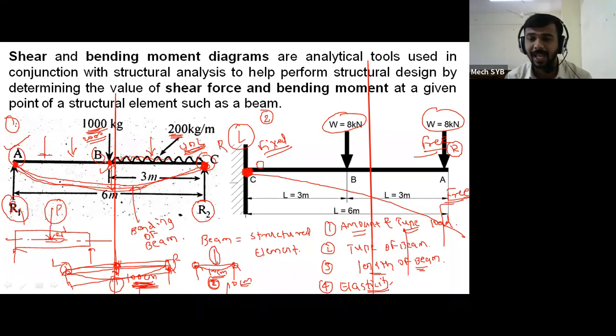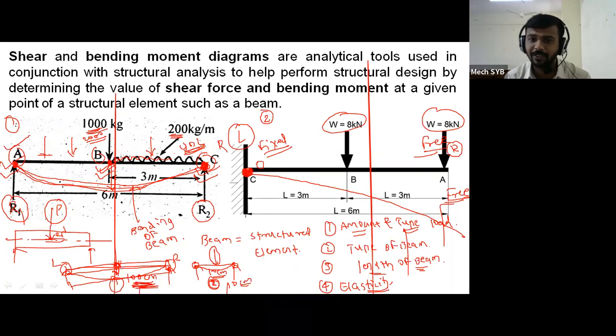What I am telling is, as the forces are varying from section to section, the shear force value will not remain constant, and the bending moment value will not remain constant. If it is not constant, we need to calculate a separate shear force value at point A, at point B, and at point C. Similarly, we need to calculate the bending moment at point A, at point B, and at point C. And similarly, it is applicable for figure number 2 also.